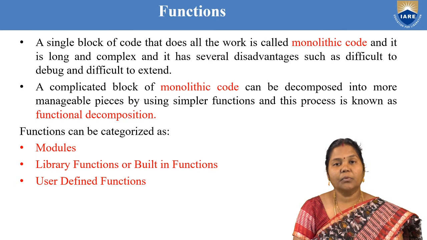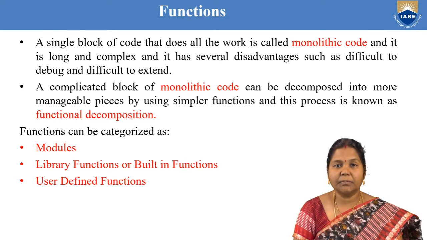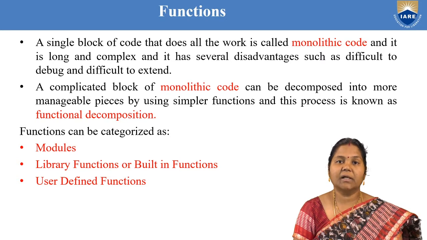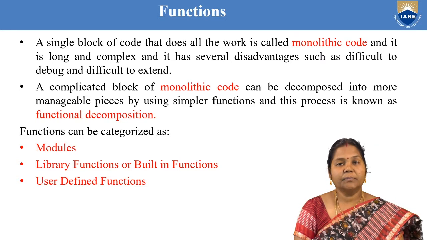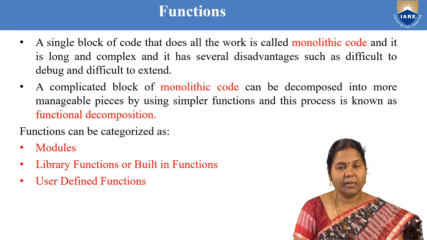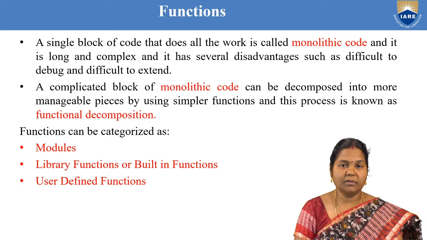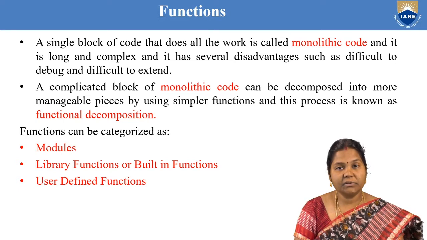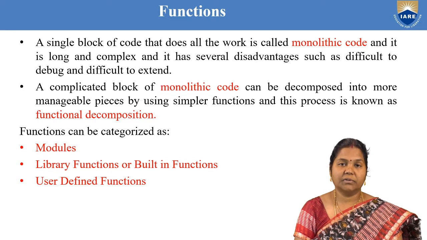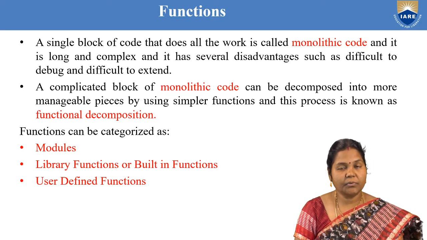A complicated block of monolithic code can be decomposed very easily into a number of simple functions, so it is very easy to manage the code, and debugging is also very easy. Complex program code can be divided into a number of blocks or modules by using the concept of function. Whenever a particular function is not working, or if there is any error in it, we can check only that particular block of code instead of checking the complete code. So, the concept of modularity is very important in programming, and that can be achieved through functions. Now, functions can be categorized in three ways: modules, library functions or built-in functions, and user-defined functions. Today we are going to discuss all three types.